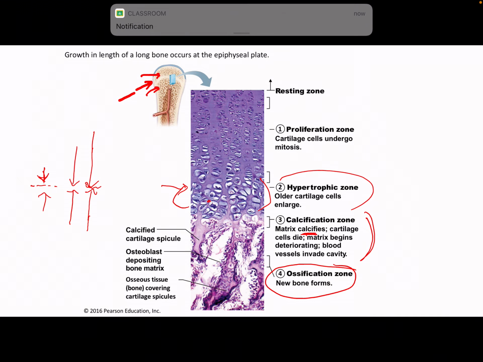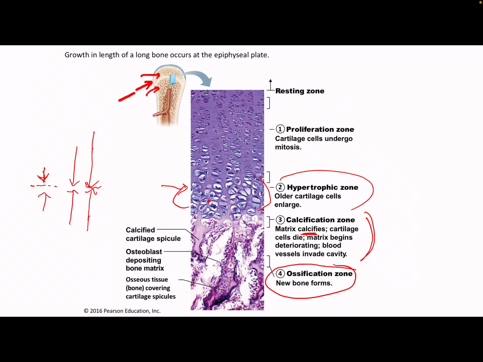Hyper means more than or accelerated. And then trophic means eating, right? So that means that we have all of these older cartilaginous cells, and they start to get really big, right? Because the idea is they're consuming more, and so they're becoming physically larger.